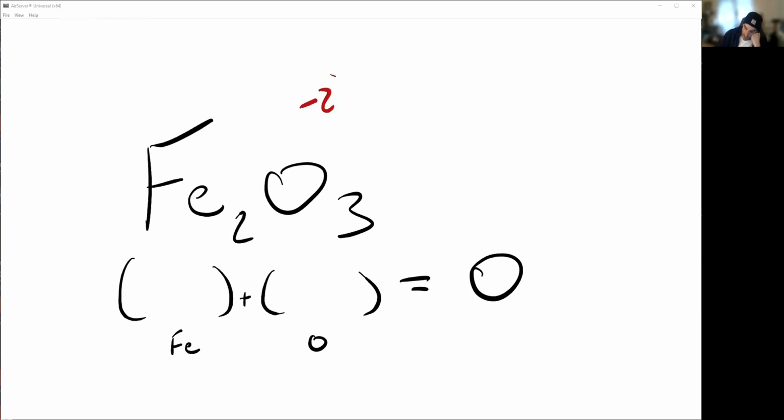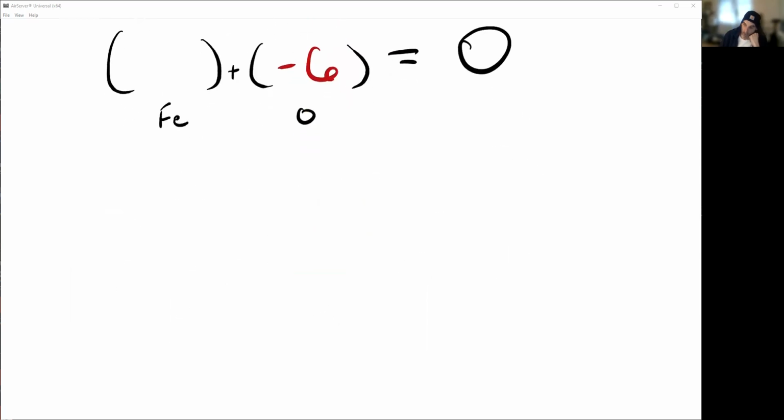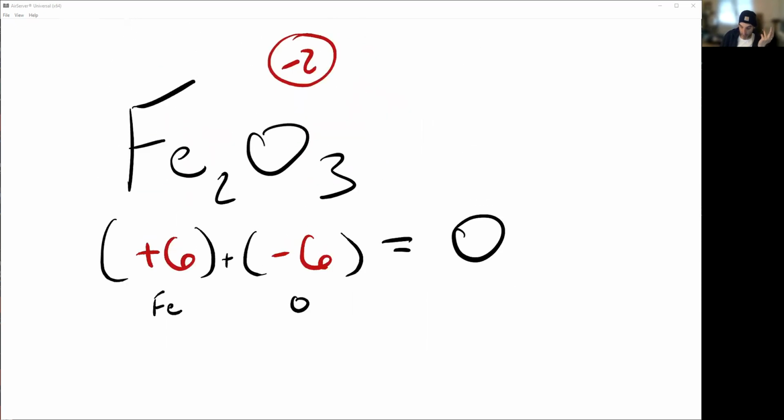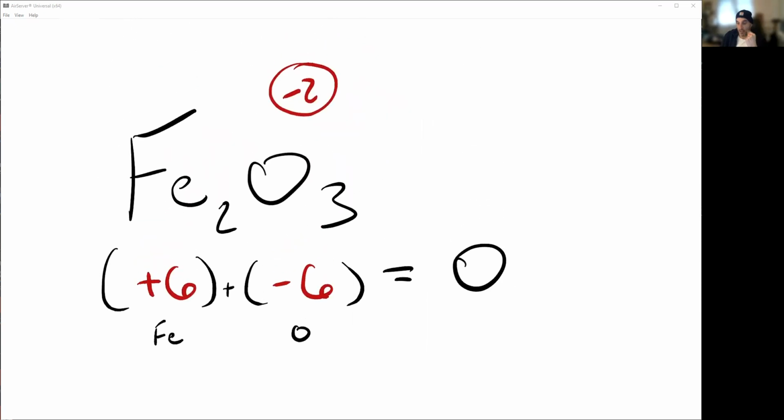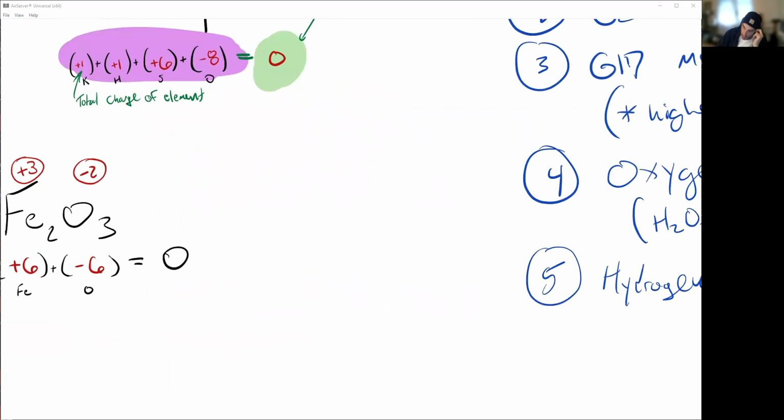Well, we know oxygen is -2, and there are 3 of them, so the total charge is -6. Now we can do the math on this. What does iron have to be in order to make it neutral? Iron has to be +6, and the math is right. And so finally, if there are 2 iron and the total charge has to be +6, an individual iron is going to be +3, okay? All right, last one, and we'll move on.